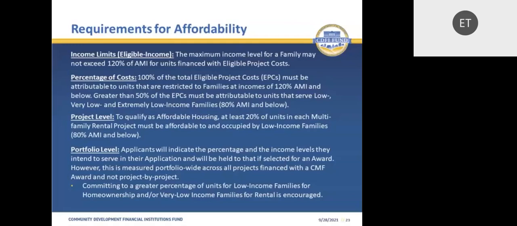And the second sentence I really want to emphasize, because we have received questions on this, is that greater than 50% of the eligible project costs must be attributable to units that serve low, very low, and extremely low income families at or below 80% AMI. So again, greater than 50% of those eligible project costs must be attributable to units that are for families of low income and below. At the project level, to qualify for affordable housing, at least 20% of units in each multifamily rental project must be affordable to and occupied by low-income families, again, 80% AMI and below.